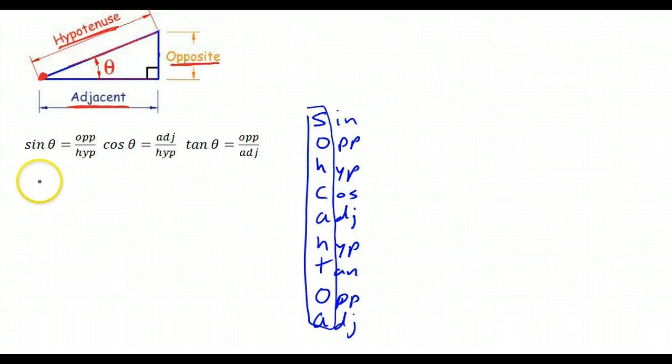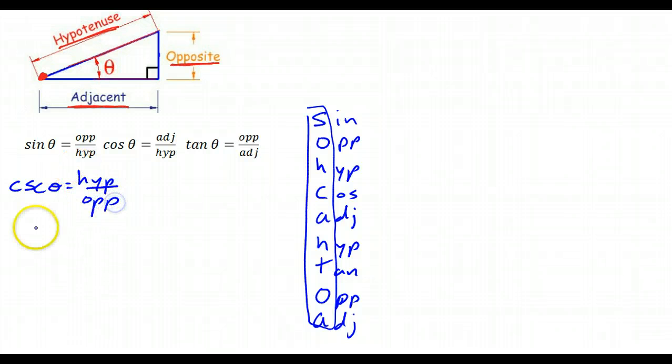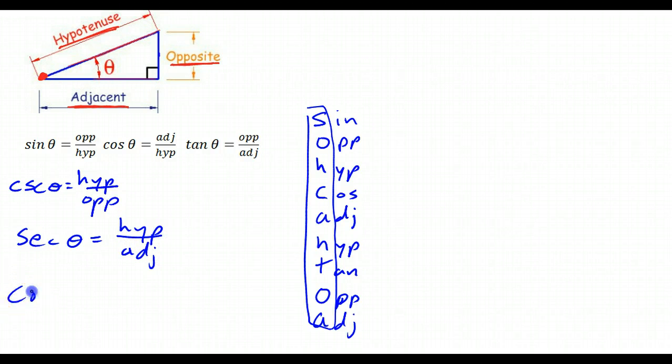We also have reciprocal functions. The cosecant of theta is the reciprocal of sine, so it's hypotenuse over opposite side. The secant function is the reciprocal of cosine, so it's hypotenuse over adjacent. And cotangent is the reciprocal of tangent, so it is adjacent over opposite.